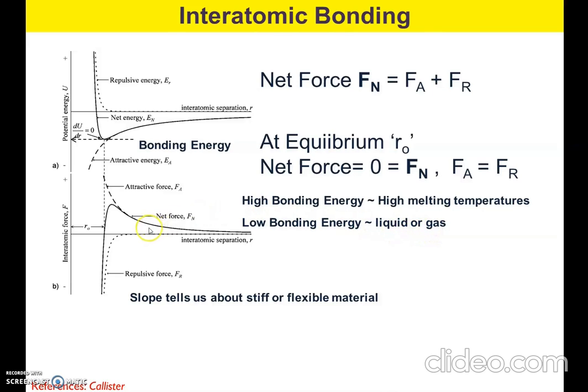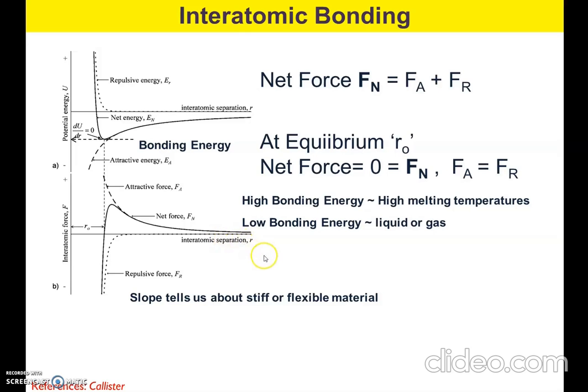Additionally, the slope of this interatomic bonding curve, which develops because of the attractive and repulsive forces, can tell you whether the material is going to be very stiff. If you have a very stiff and sharp slope, then it is a very stiff material, and if you have a very shallow slope, then you can conclude that the material will be very flexible. So that is the kind of bonding that will exist in the material.